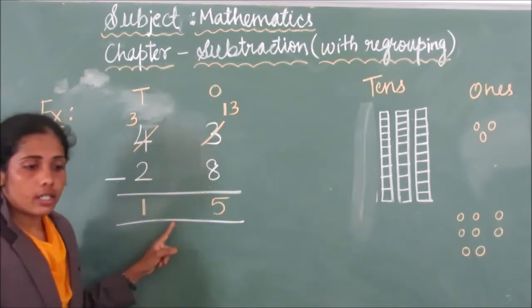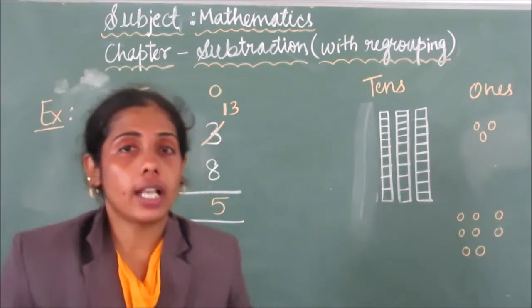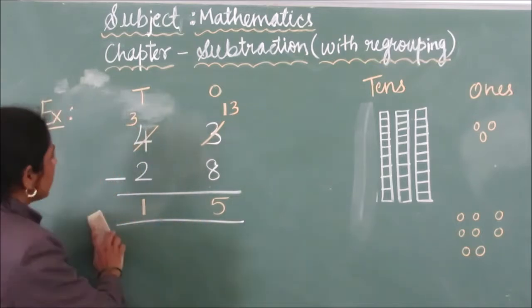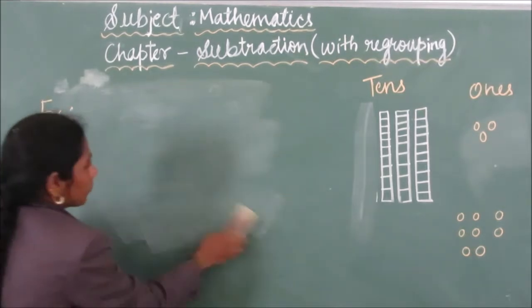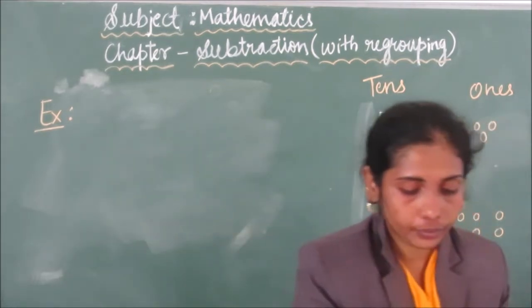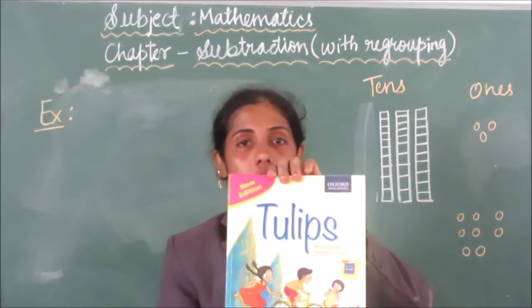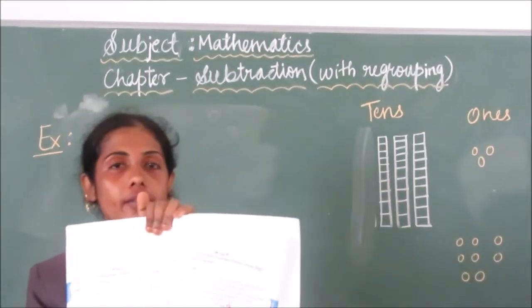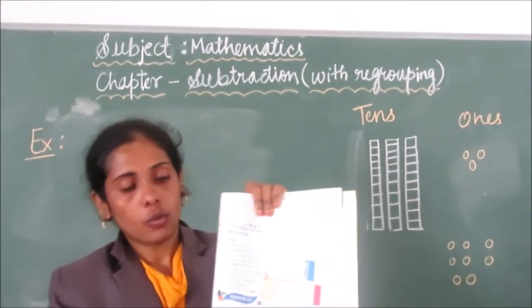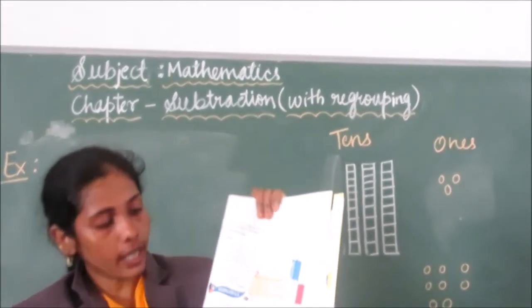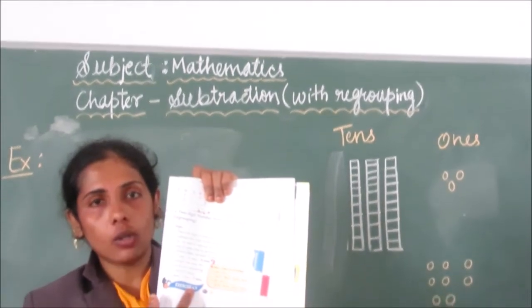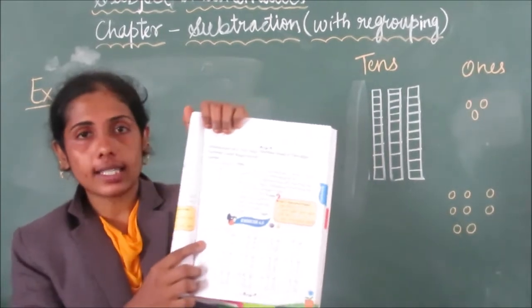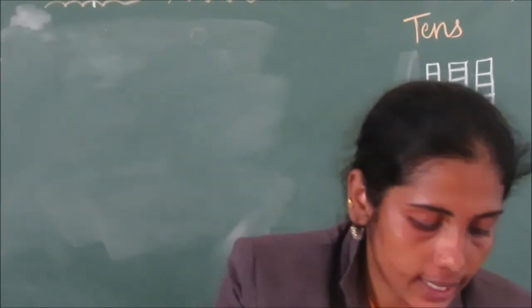Got it. I'll solve one more example, from your textbook. This is the textbook, right? Come to page number 115. Exercise 4.5 is there, no? In the first question, subtract the following. The first one I am going to take as an example.